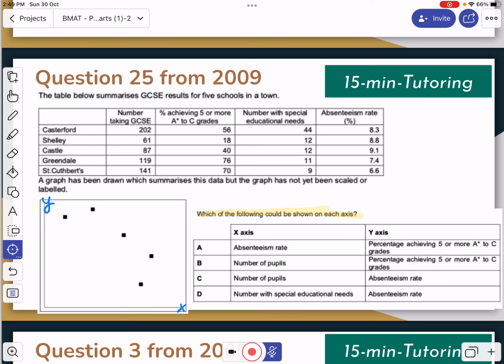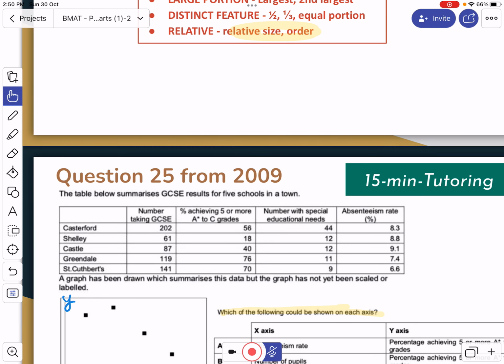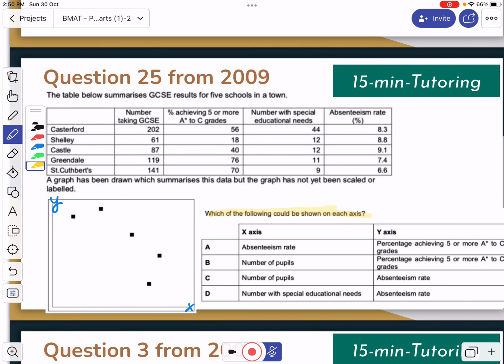Okay, now since the graph is not scaled, the only way we can work around this is to look at relative order. If you look at the techniques we talked about earlier, it will be this one, relative size or order. Here is how it works. You see this dot, let me highlight it in blue. If you look at the order or the ranking, it is ranked the highest in X, right? Because it is the far right.